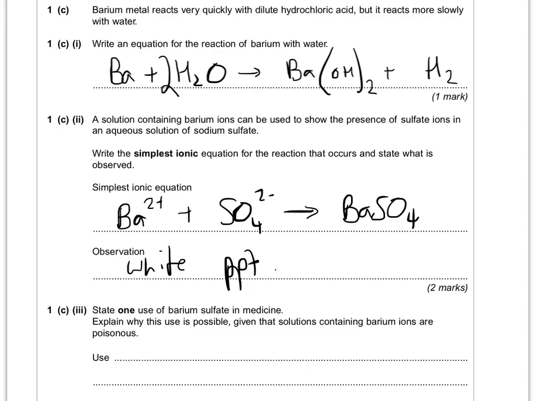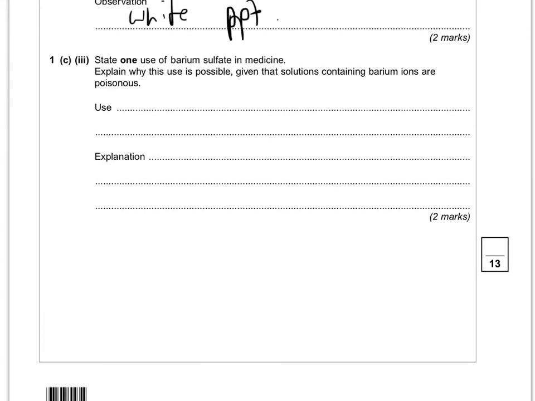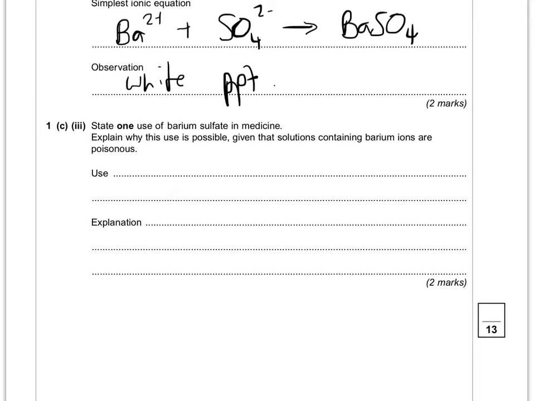And then state 1 use of barium sulfate in medicine. Explain why this use is possible given that solutions containing barium ions are poisonous. Again, a question that came up in the last mock. So the use is a barium meal.